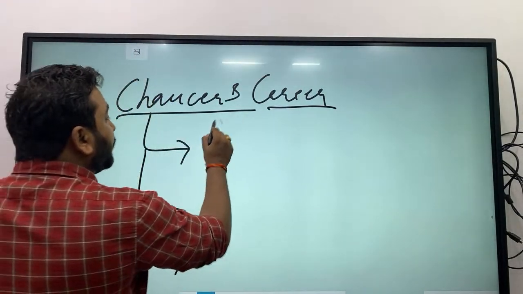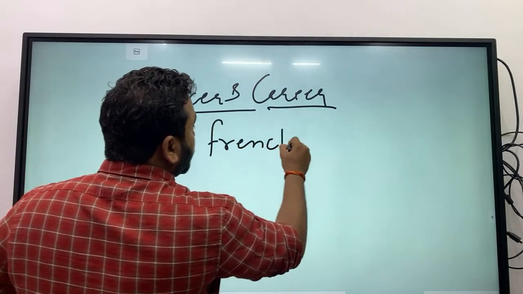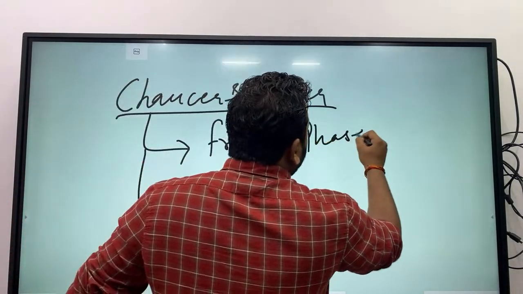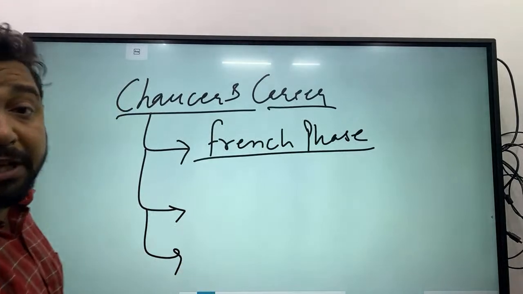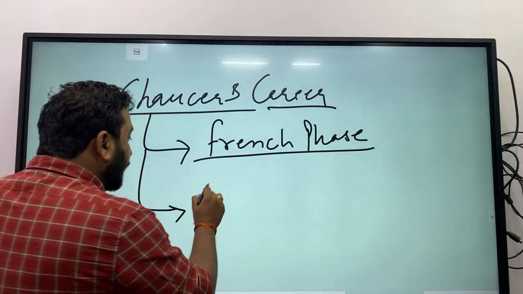Chaucer's career divided, first thing, the French phase of his writing. French phase. Here we have maximum books written in the French language. Then, Italian.